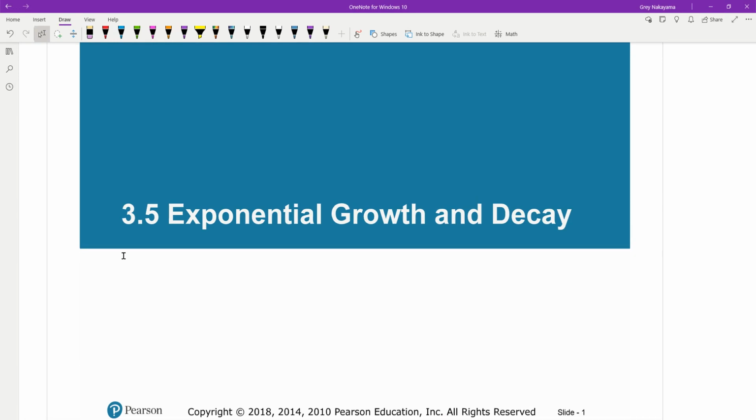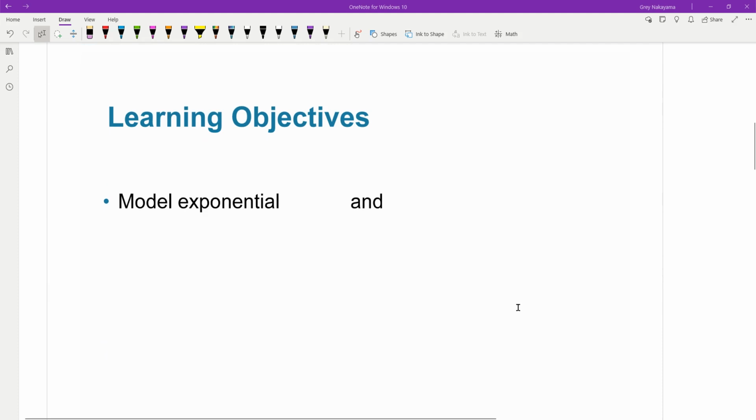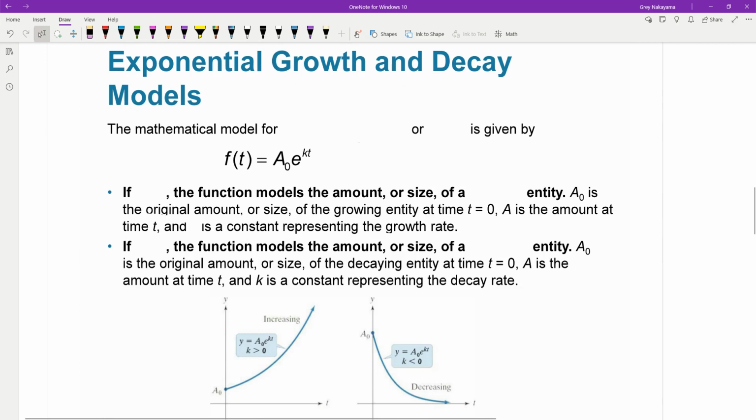This is the last lesson of our chapter, and this is the application of what we've been doing with exponents and logs this chapter. So, what we're going to talk about is modeling exponential growth and decay. As I said, that is the application of exponents and logs. So, just to refresh your memory or make you aware, we have a mathematical model for exponential growth and decay. And it says f of t equals a sub 0 e to the kt.